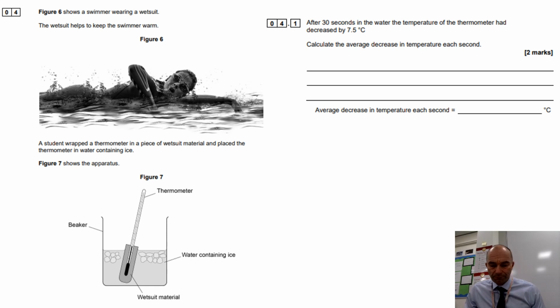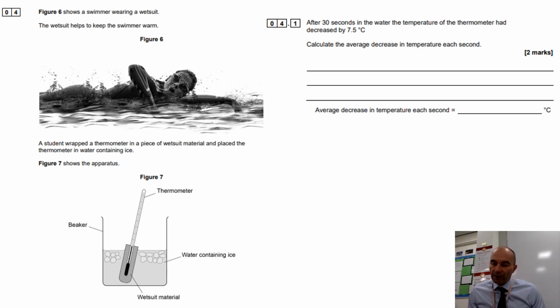Question number 4. Alright, so we've now got a swimmer wearing a wetsuit. The wetsuit helps keep the swimmers warm. Now, the student wrapped a thermometer in a piece of wetsuit material and placed the thermometer in water containing ice. So you've got a diagram of the setup there.